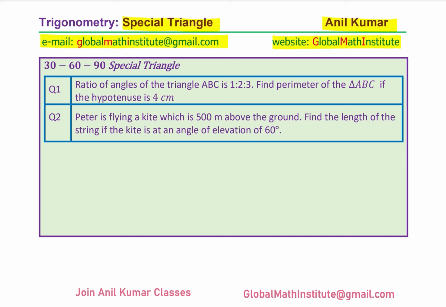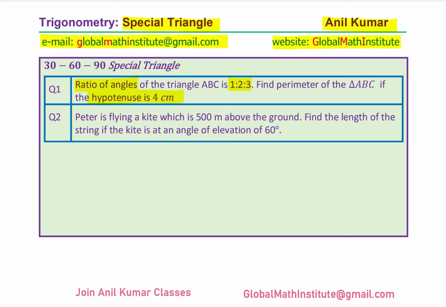I'd like you to go through these two questions, pause the video, and answer them. Question number 1: the ratio of angles of a triangle ABC is 1:2:3. So that's the ratio of the angles of a triangle. Find the perimeter of the triangle if the hypotenuse is 4 centimeters. Question number 2: Peter is flying a kite which is 500 meters above the ground. Find the length of the string if the kite is at an angle of elevation of 60 degrees.